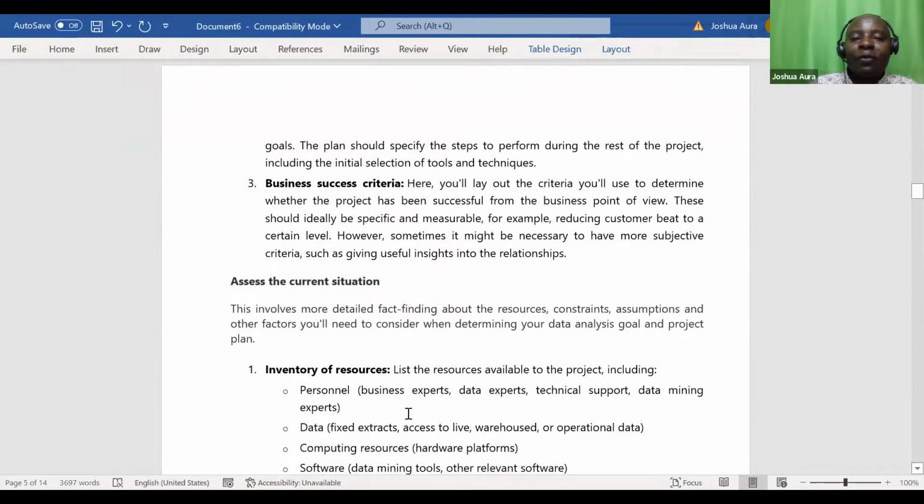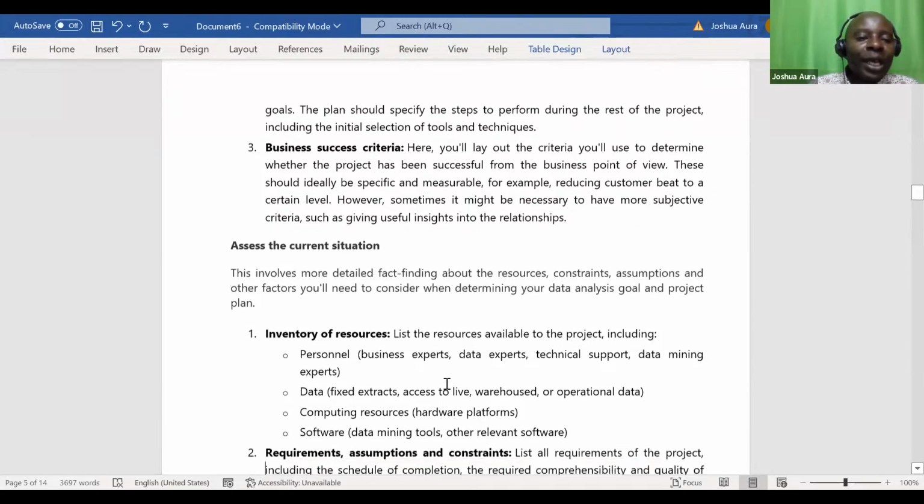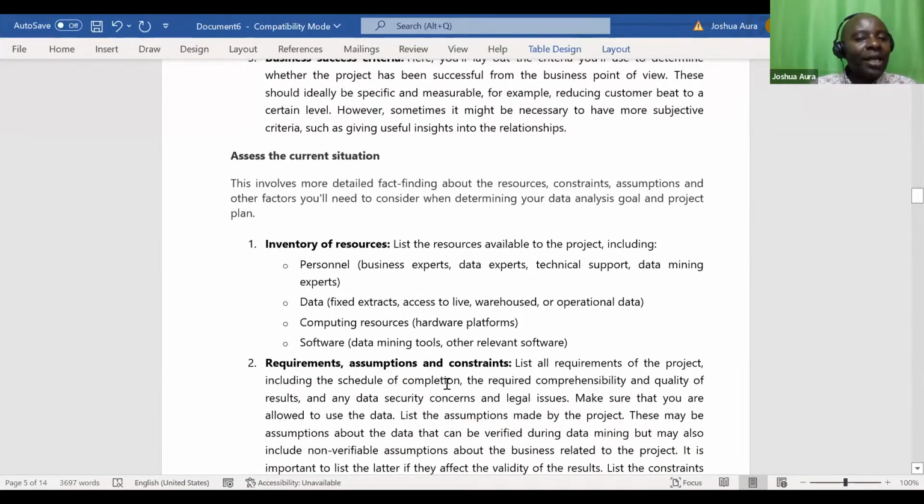This involves more detailed fact finding about the resources, constraints, assumptions, and the other factors you need to consider when determining your data analysis goal and project plan. So the current situation, you're looking at your SWOT, your strengths, weaknesses, right? Inventory of resources. List the resources available for the project, including personnel, data, computing resources, hardware platforms, software, right? Requirements, what is required of me? What assumptions are we going to make? What are the major constraints here?